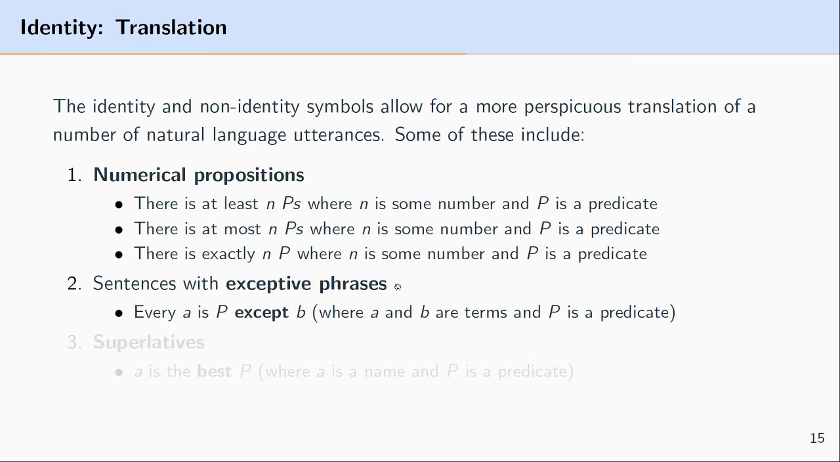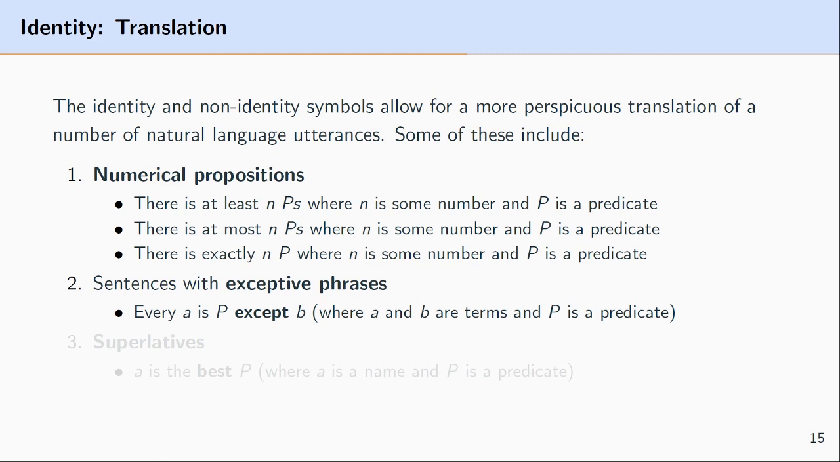The other sentences that identity is helpful in translating are sentences that have exceptive phrases. So if you wanted to say all romance movies are exciting, but you wanted to exclude one, you wanted to say except this particular one over here and call it out by name, or call out a particular subclass of romance movies that you don't particularly like, then identity is helpful here.